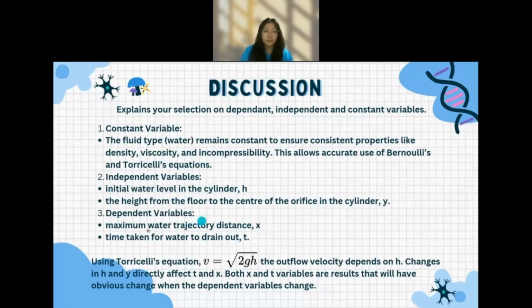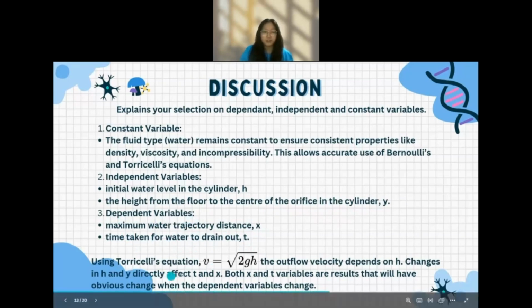The dependent variables are the maximum water trajectory distance x and the time taken for the water to drain out T. Using Torricelli's equation, V is equal to the square root of 2gh, so the outflow velocity depends on h. Changes in h and y directly affect t and x. Both x and t are results that will show obvious change when the independent variables change. So t is the time taken for the water to drain out, and x is the maximum water trajectory distance.